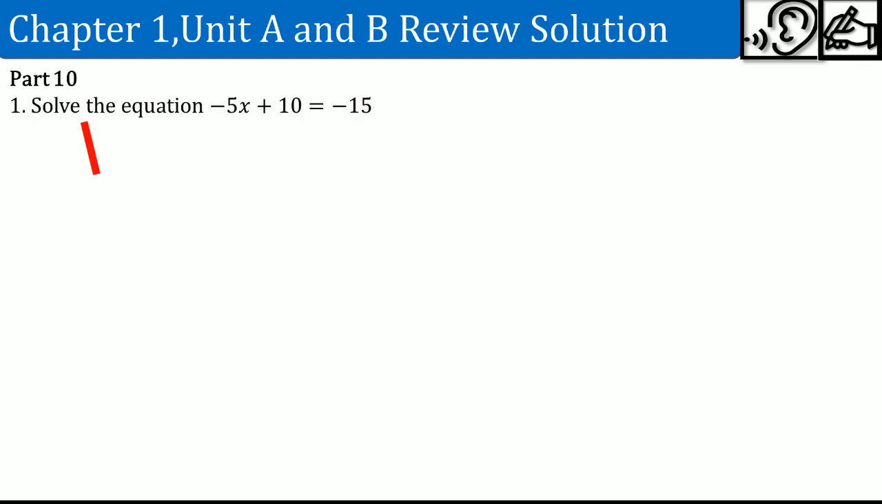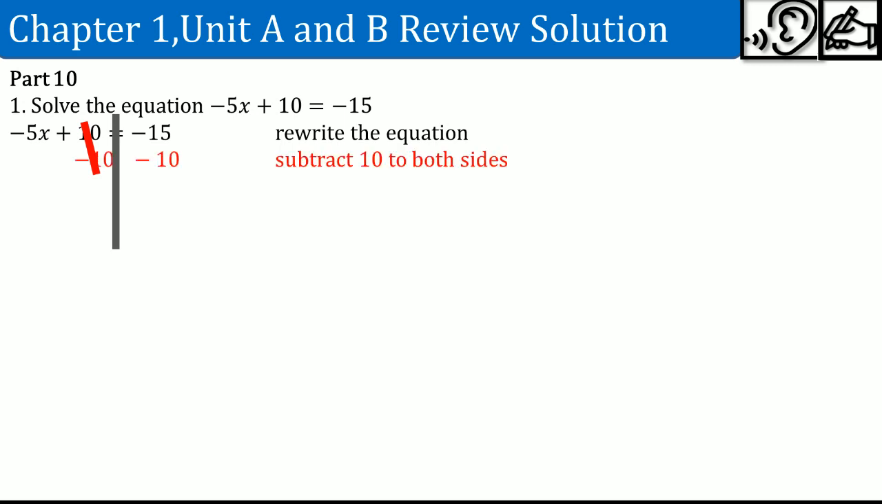Part 10, you're going to solve the equation: negative 5x plus 10 equals negative 15. I'm going to rewrite the equation and draw the line straight down. Guess what I'm going to cancel out first? It's probably the 10. Subtract 10 from both sides. You should see that cancels out.